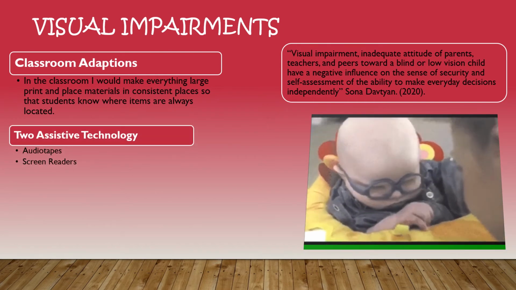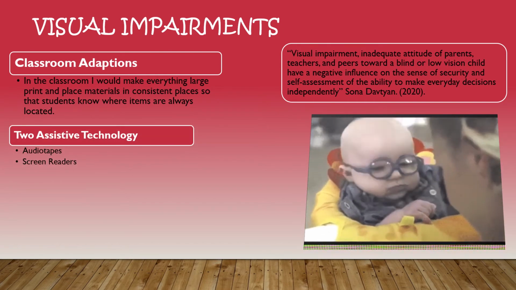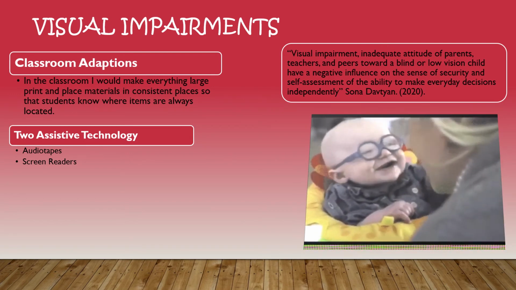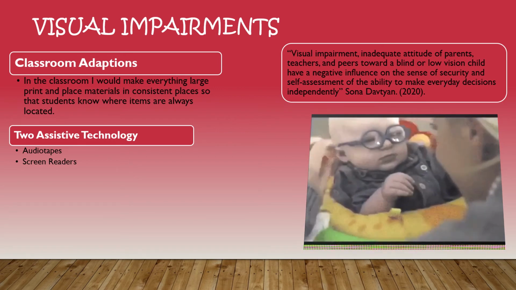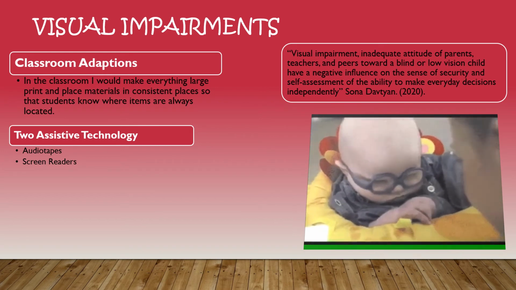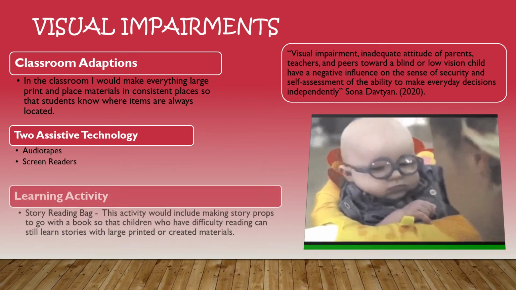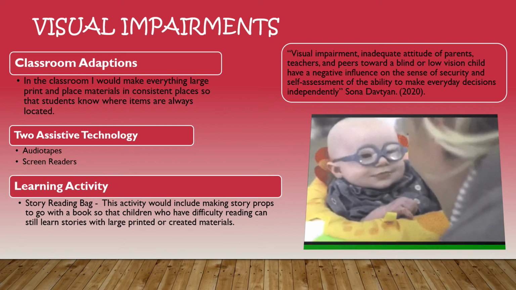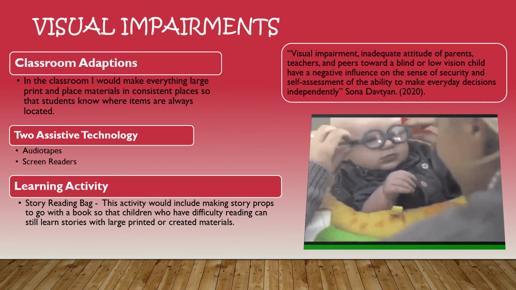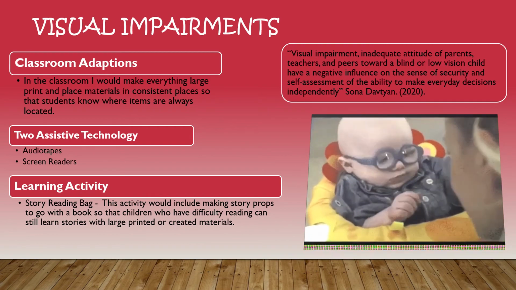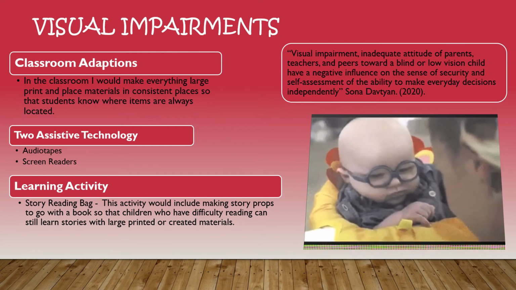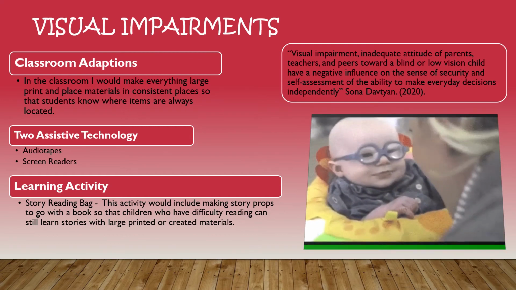Two assistive technologies that I will include in my classroom are audio tapes and screen readers. An audio tape can record sounds. A screen reader can translate on-screen information and turn it into speech. The learning activity that I have created would be Story Reading Bag. This activity would include making story props to go along with the book so that children who have difficulty reading can still learn stories with large print or created materials.